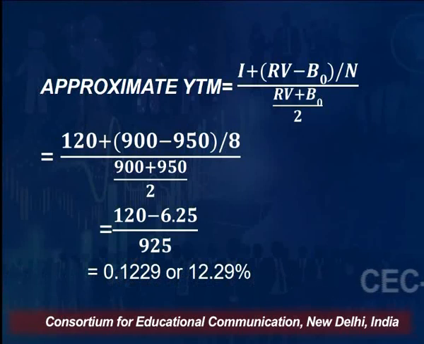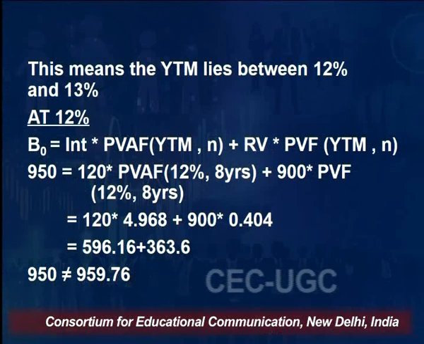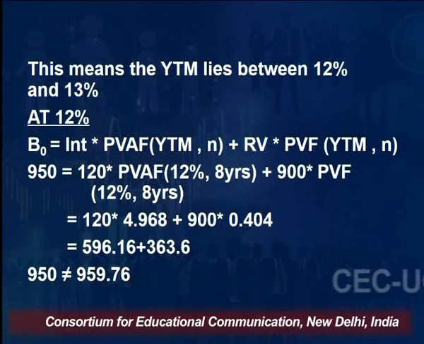Since approximate YTM is 12%, we have to find out the exact value. With the help of the trial and error method, we will find out what the value will be at 12%, what it will be at 13%, and then with the help of interpolation, we will find out the exact value, right? So, as I have solved it here, YTM lies between 12% and 13%. So let's try with 12%.